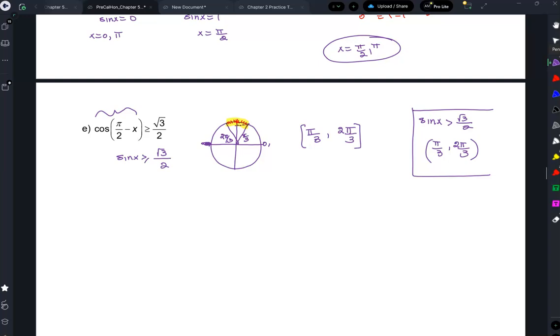Do we have to memorize what each pi over 2 minus x, what each thing is? Like if it's cosine pi over 2 minus x, that is sine x. Yeah, the cofunction identities, yes, you should know.